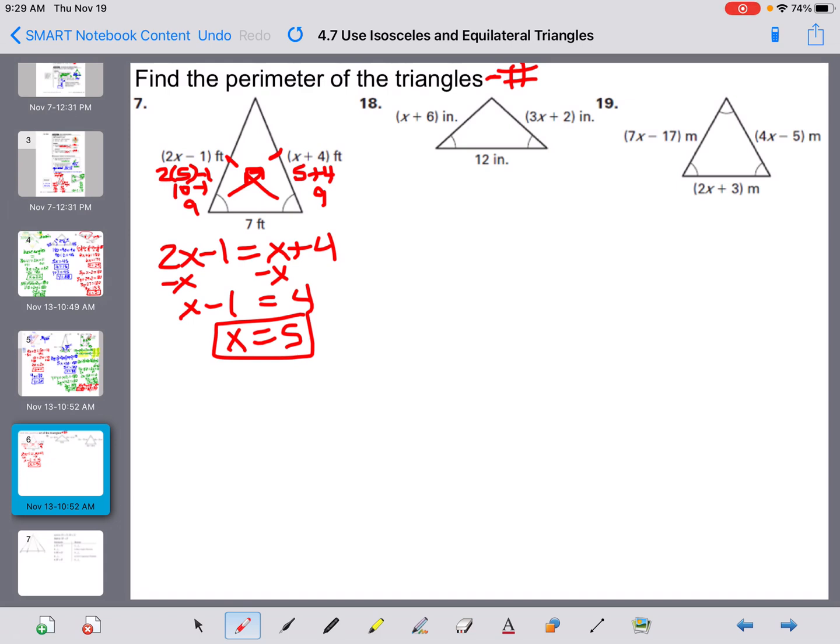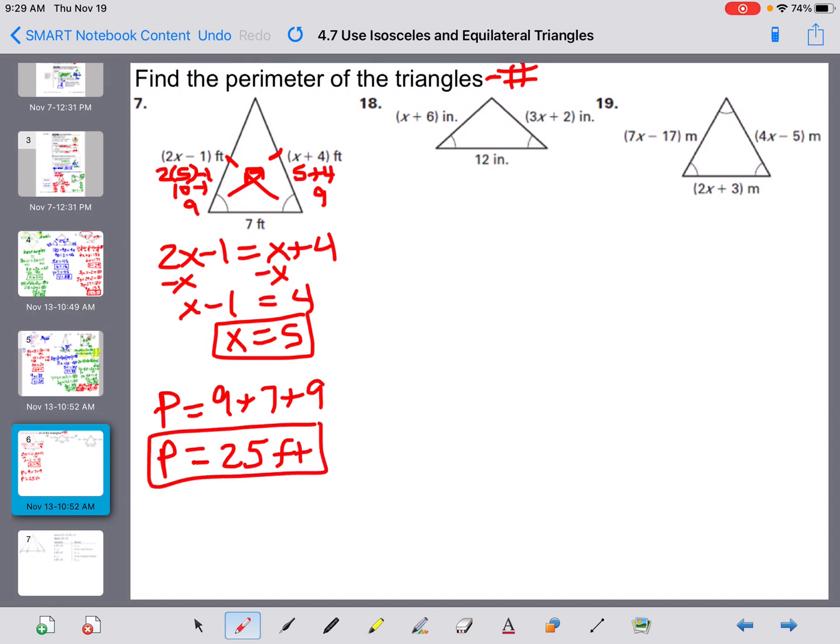So now for my perimeter, I can add my sides. 9 plus 7 plus 9 equals 25. And it looks like we're in feet, okay? So I had to do some work to find each side's number, and then I can add the numbers together, okay?